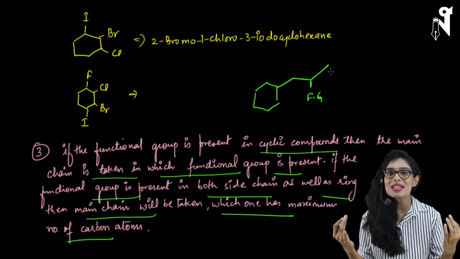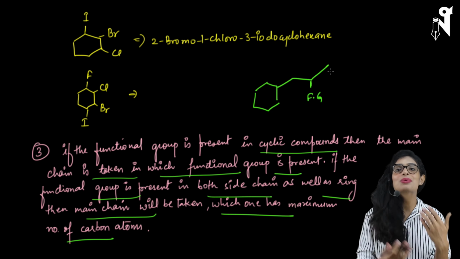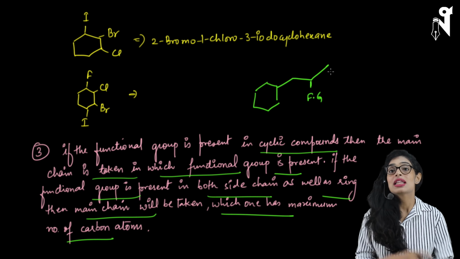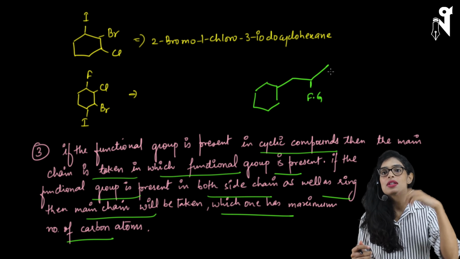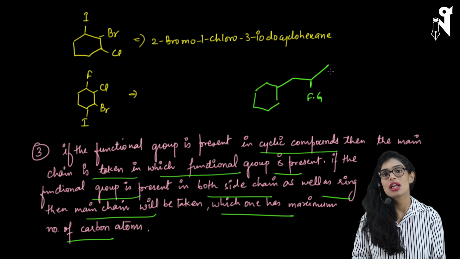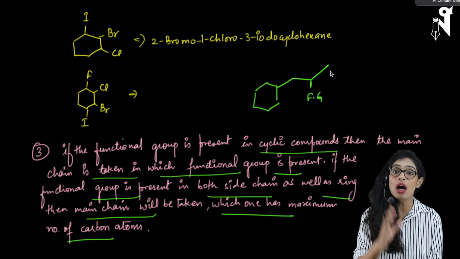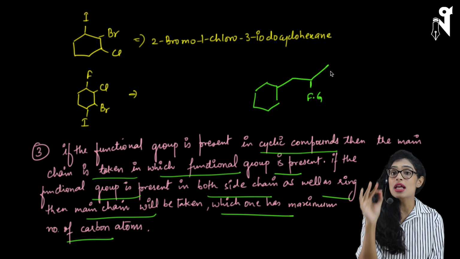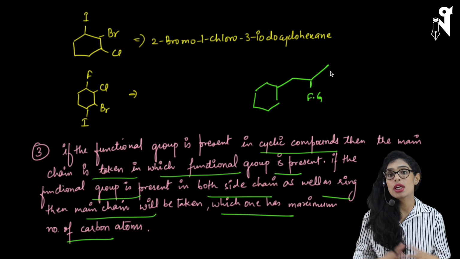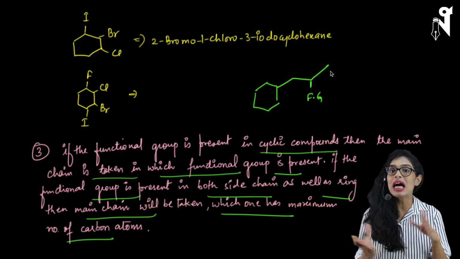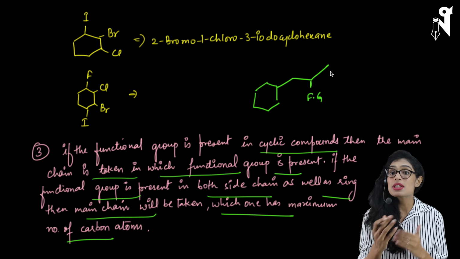If the same thing is present in both areas, in that case there are further rules to decide. Then we will start from the beginning, taking the bigger chain as the principal chain. If the sizes are also the same, then also there is a rule. We will come to it slowly. For now, you have to understand that wherever the unsaturation or the functional group is present, that will be taken as the main chain or the principal chain or the parent chain, and the other part will be taken as a branch, and you have to name it accordingly.